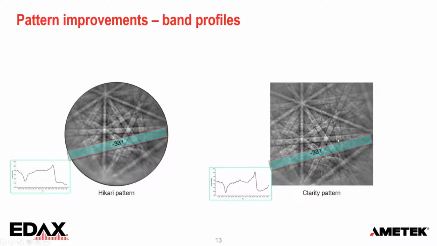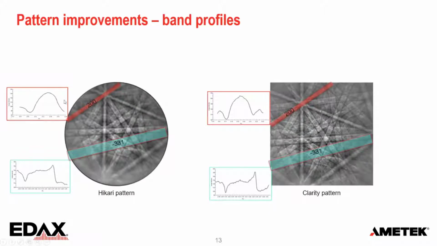And you can actually see that as well when you take those patterns and look at the profiles. This is a profile, an average profile across a band here. And you see it's quite smooth. This is the edge on one side, that's the edge on the other side. When we look at the clarity, we start to see a little bit more detail. The edges are sharper.